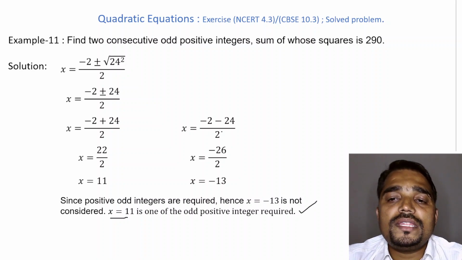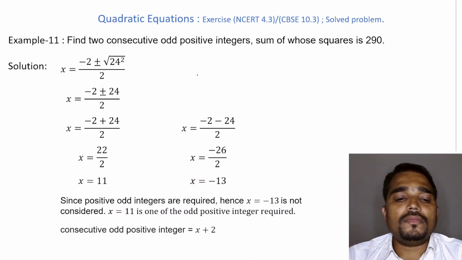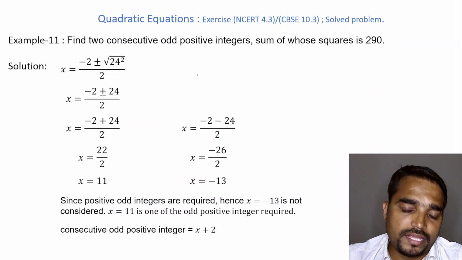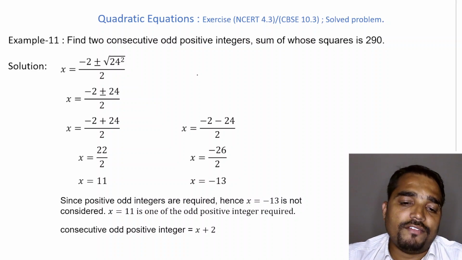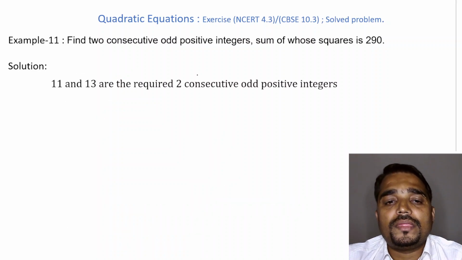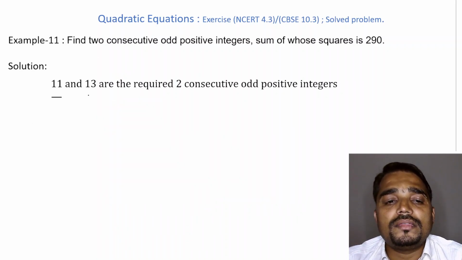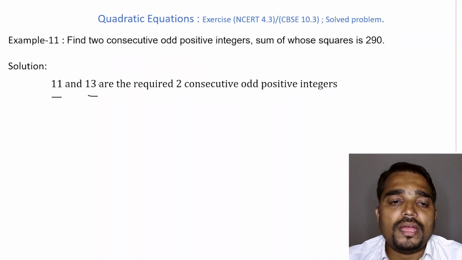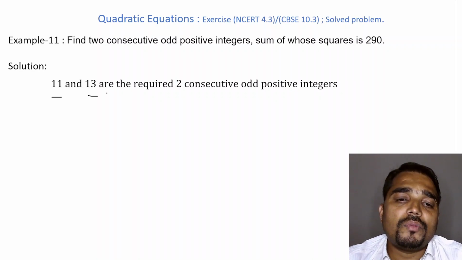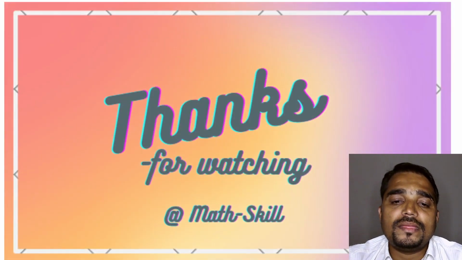Now, in order to find the other number, the consecutive odd positive integer is x plus 2, that is 11 plus 2, so the other number is 13. Therefore, the required numbers are 11 and 13, which are odd as well as consecutive and positive integers. Thank you.